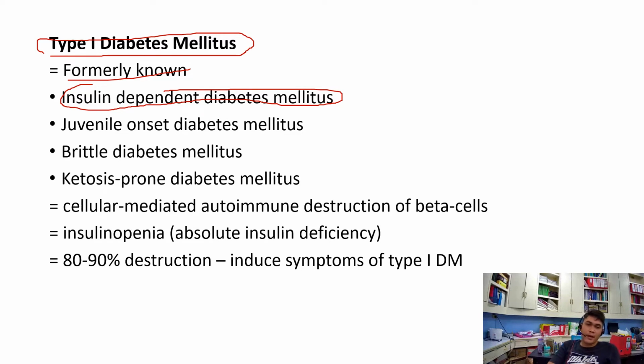Next, 80 to 90% destruction of the beta cells. There's a presence of symptoms now of type 1 DM. If 80 to 90% of beta cells are destroyed, then the patient will develop the typical symptoms of type 1 DM.